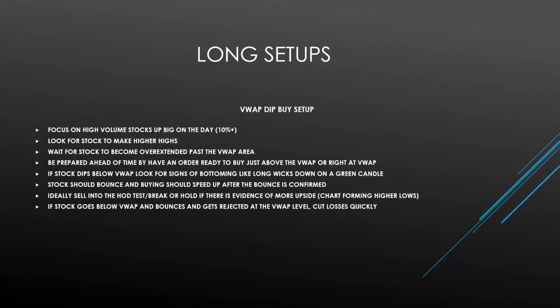So VWAP, as previously discussed, is an indicator that we use to gauge the strength of a stock and the average price throughout a period of time. With this VWAP dip buy setup, we look to focus on high volume stocks that are up big on the day, usually 10% or more. We want stocks that are bullish in nature, which means they're making higher highs, gaining value over time, at least in the intraday session.